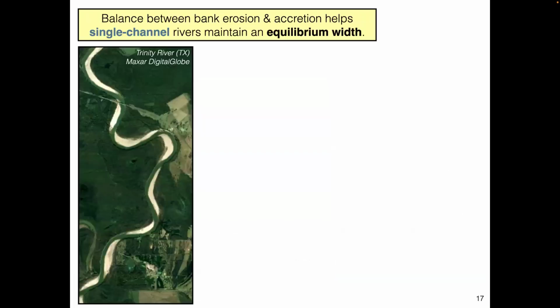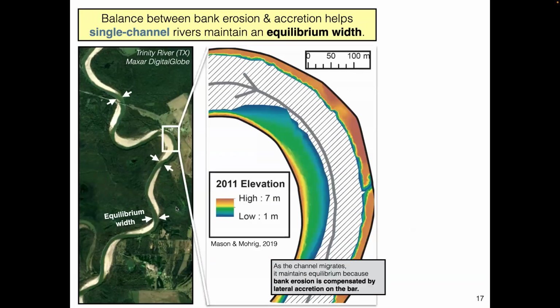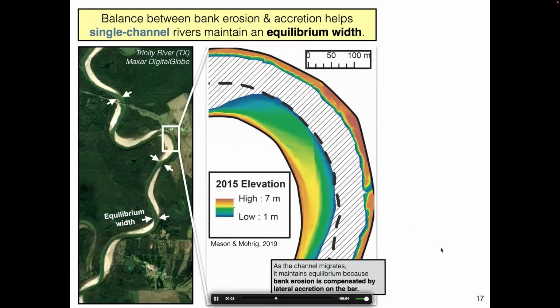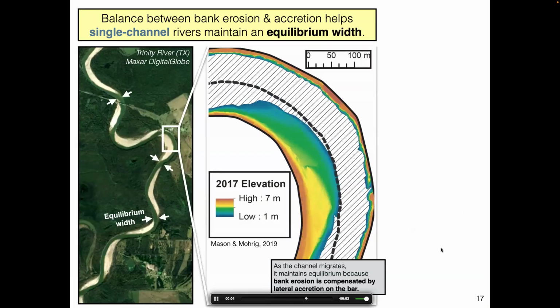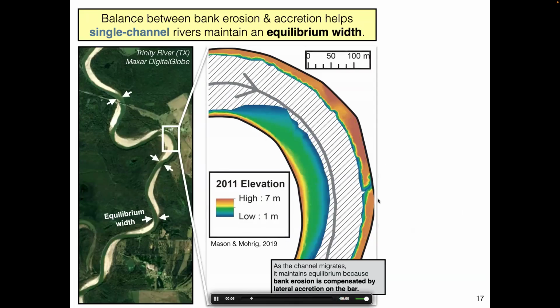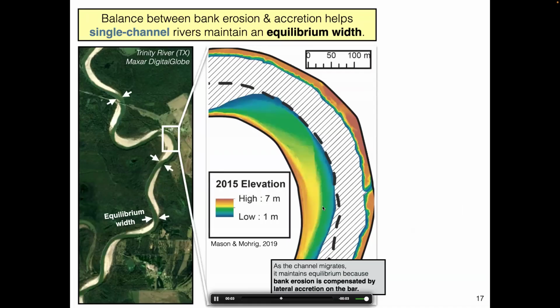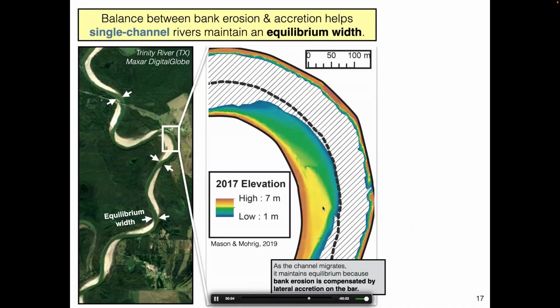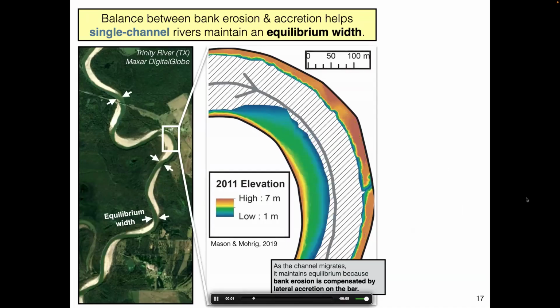We know that bank erosion and accretion have this balance, at least along single channel rivers, that helps them maintain an equilibrium width. A nice example of this is shown here. This is the Trinity River in Texas. You can see it has a nice constant width along its length. Previous field work has shown that as the channel migrates, it maintains this equilibrium width because the bank erosion on one side is compensated by lateral accretion on the opposing bar over multi-year timescales.